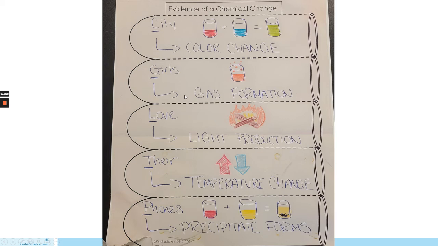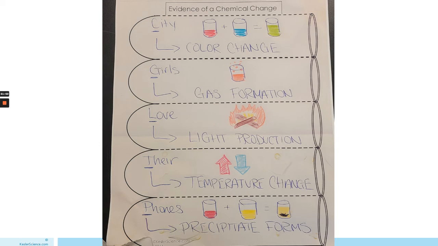That may tell you that you have a chemical change. L stands for light production. That means that it's giving off light. Things that give off light are fire, sparks, or glow sticks. T stands for temperature change. This means that the temperature went up or the temperature went down, but it was unexpected.